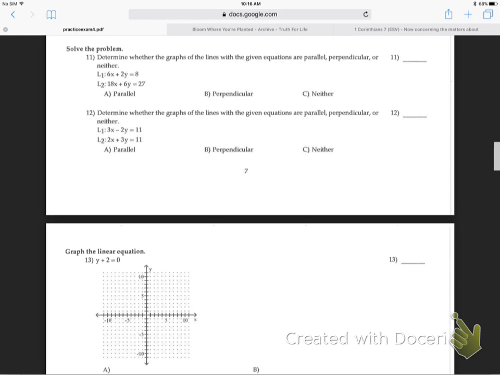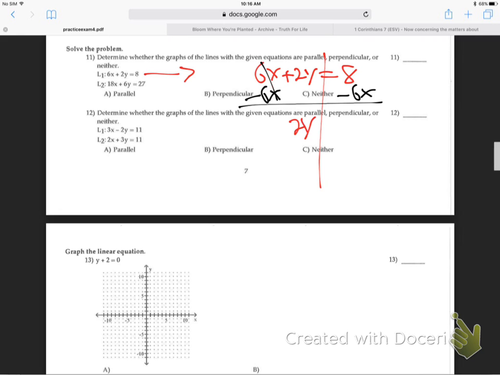So let's do that. I'll take the first equation over here: 6x plus 2y is 8. And here's the wall. Y is saying what he's always saying, won't be alone. So subtract 6x from both sides, and you get 2y is minus 6x plus 8, and then divide through by 2. And y equals minus 3x plus 4. Okay, so that's that one.